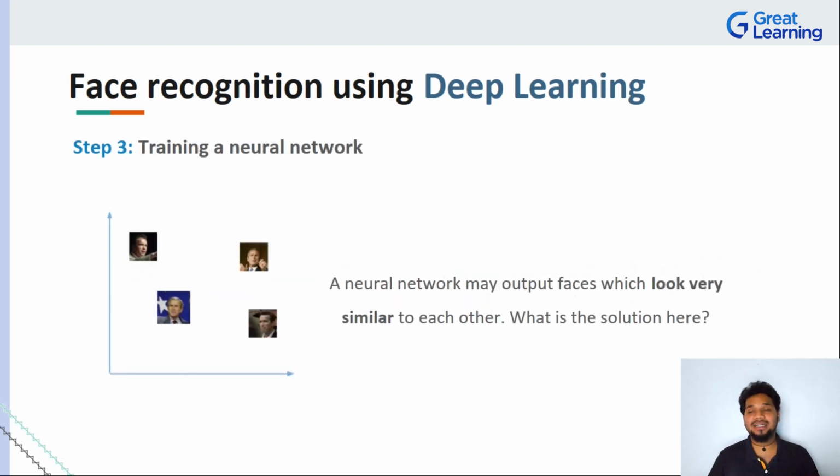Now, once that was done, the next step is what? You have everything you need to input into a neural network right now. So we start training a network, right? Look at the image on your screen right now. You will see two images of Arnold Schwarzenegger and two images of the ex-President of the United States, George Bush, right? So a neural network may output faces which might look very similar to each other.